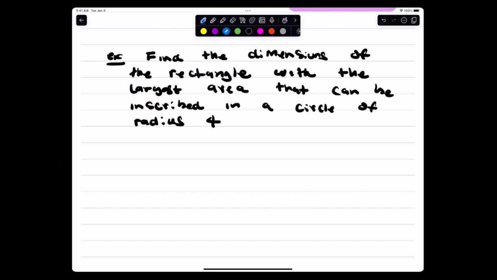So I want you guys to note when they say this, they didn't say where it was centered, but it's going to be centered at the origin because the equation of your circle centered at the origin is x squared plus y squared equals 4, okay? They didn't say anything about the center of the circle, but that's what they mean.